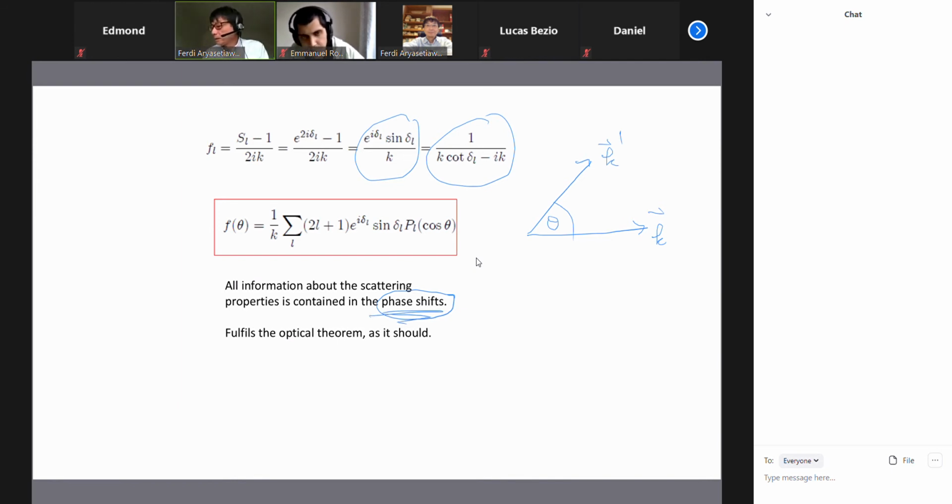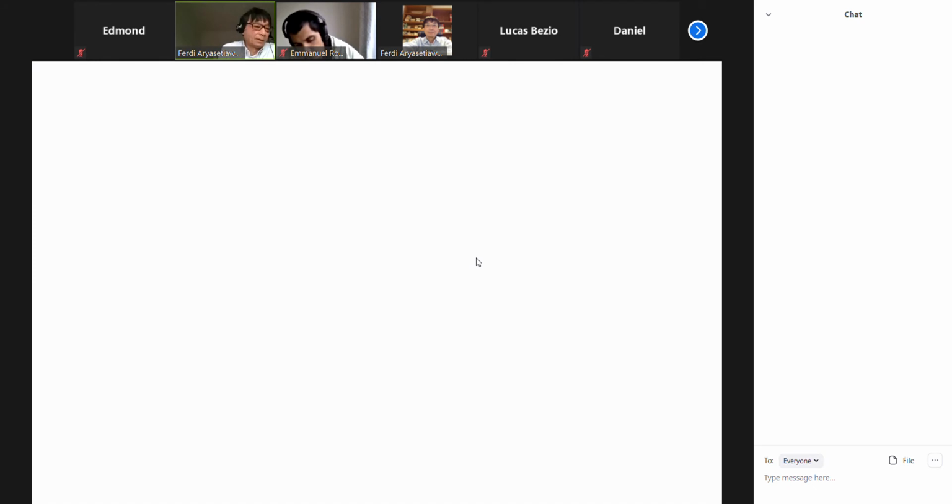Now, this is actually a nice example to show that the optical theorem is fulfilled for this scattering amplitude. Well, it should be, because it's an exact expression. So let's show that. We have it also in the notes here. So we want to show the optical theorem. It says that the imaginary part of the forward scattering amplitude, so that's theta equal to 0, is equal to 4 pi upon k, I think, times the total scattering cross-section.